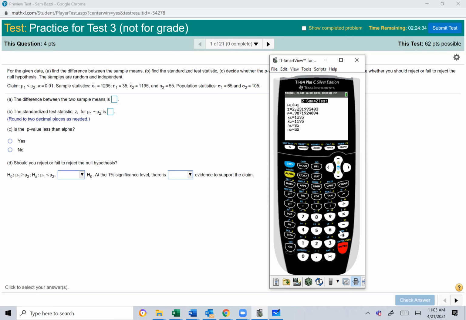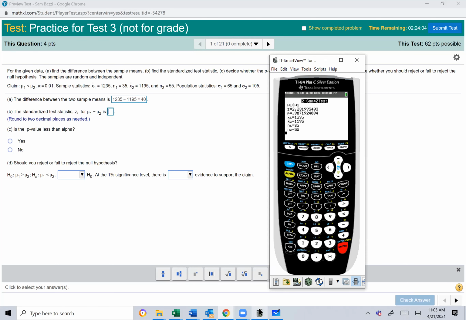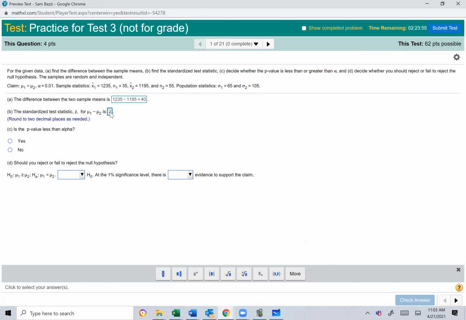The difference between the two sample means: he wants the difference between x1 bar and x2 bar. That's not related to the hypothesis test that we did on the calculator. So 1235 minus 1195. You don't put the answer like that, but I'm just showing you how to do the math here. So it will be 40. Okay, the next one, let me bring back the calculator screen. He wants Z, which is 2.23. He says round it to 2 decimal places, so it will be 2.23. Don't put Z equals, that would be marked wrong.